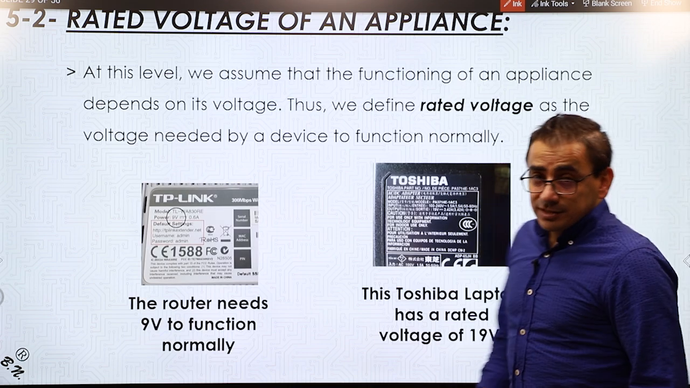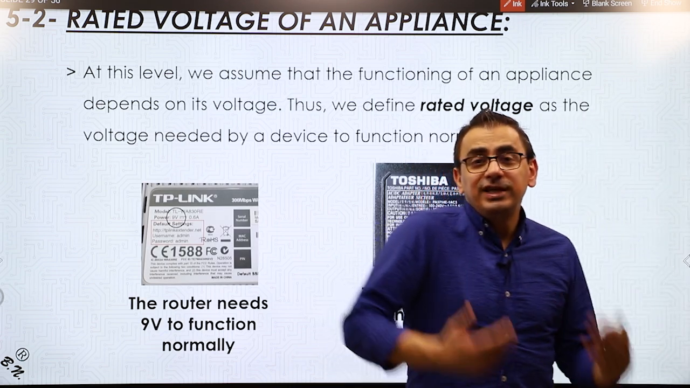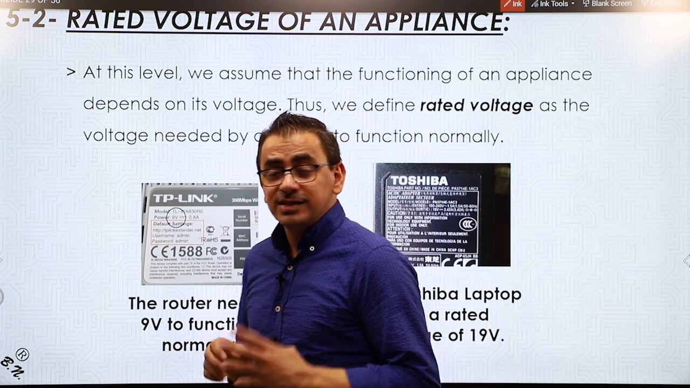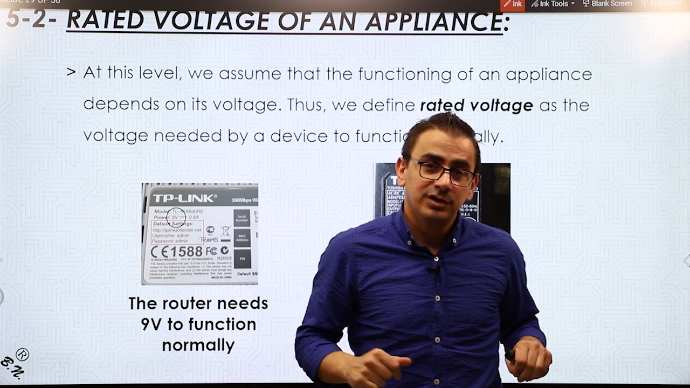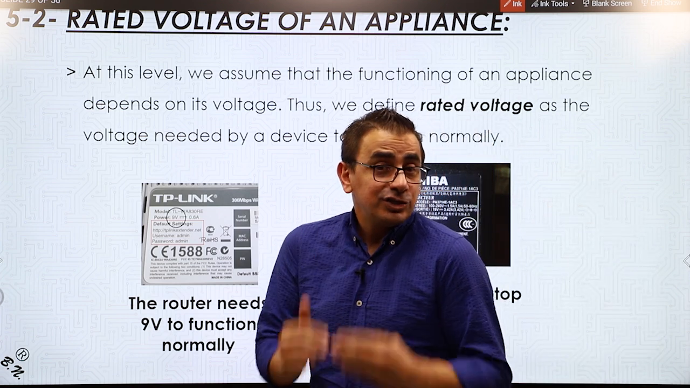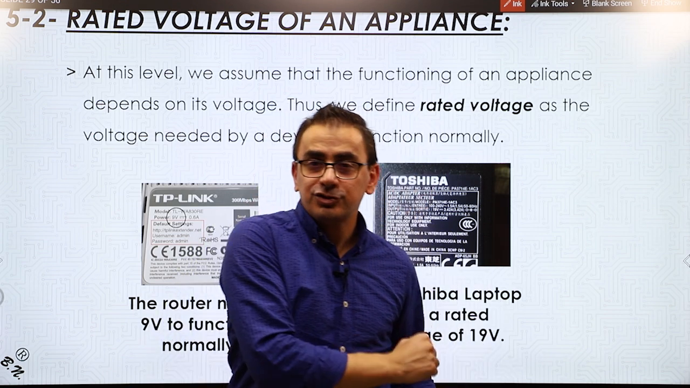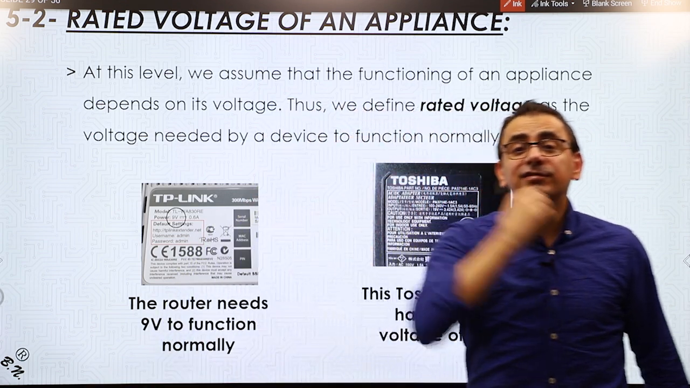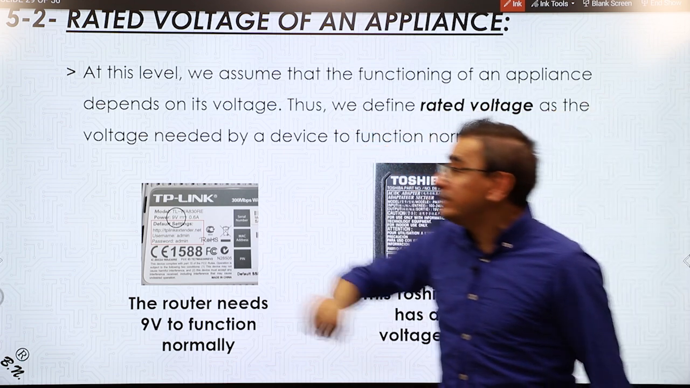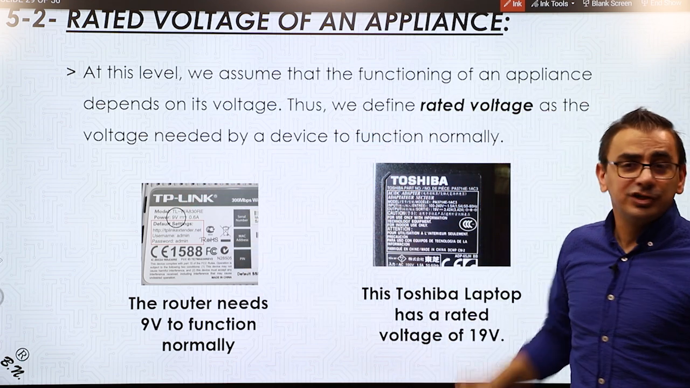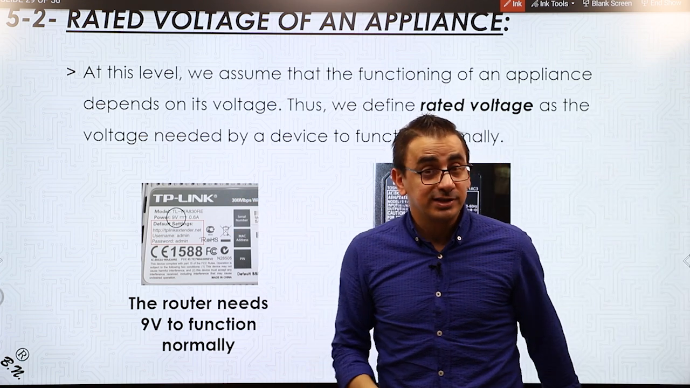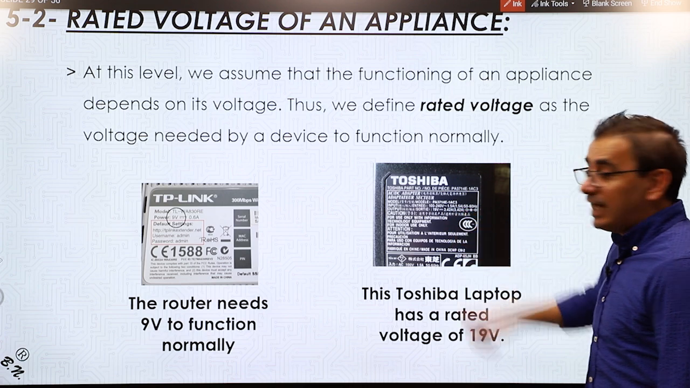If you go to an appliance, it also needs voltage. Now, off the record again, the functioning of an appliance depends on both the current and the voltage. But for the time being and for grade 9, we consider that the functioning of an appliance depends on its voltage. And we call that rated voltage. We define rated voltage as the voltage needed by a device to function normally. I've taken here two pictures, one of a router, since we are relying on routers a lot nowadays, right? And one of a laptop.